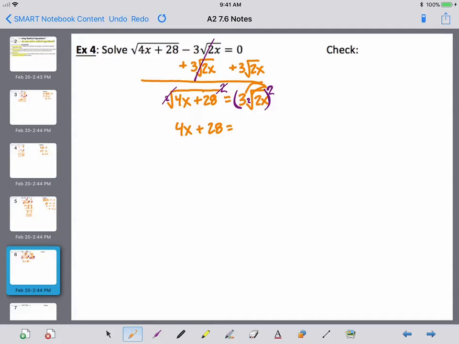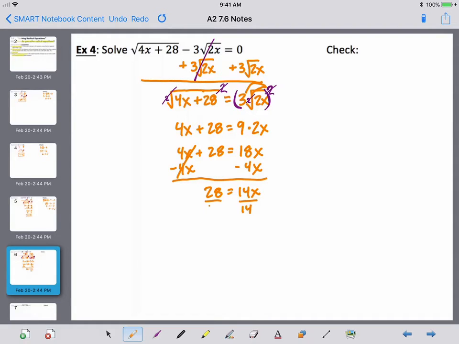So when we simplify that, 3 squared is 9, and then the square root of 2x squared is just going to give us 2x. The square here is going to cancel out that power of 2. Okay, so if we simplify this down a little bit, 4x plus 28 equals 18x. Let's get our x's to one side by subtracting 4x, and we'll get 28 equals 14x.